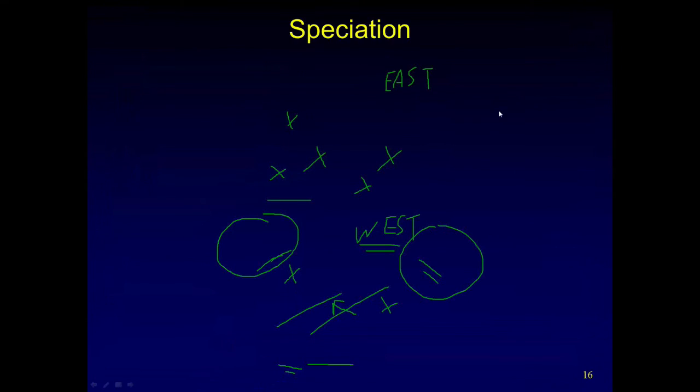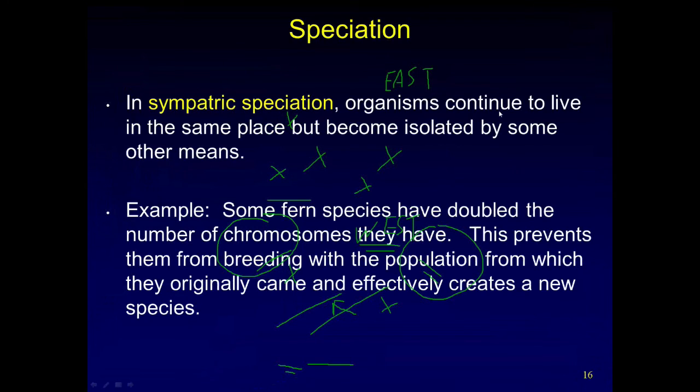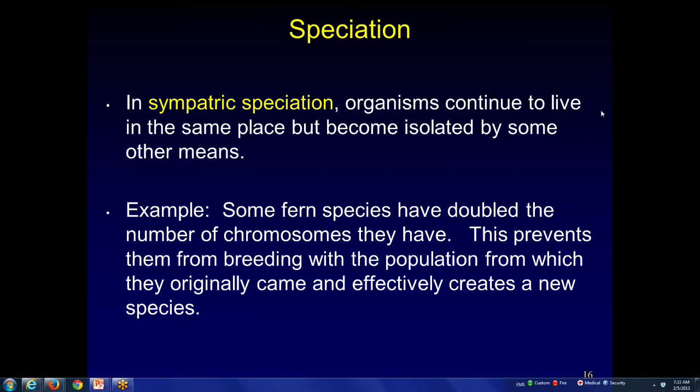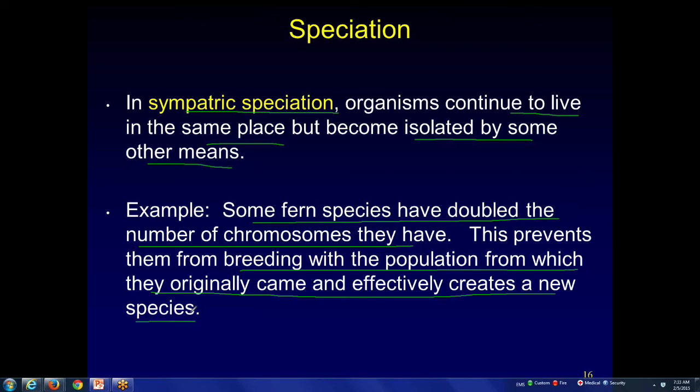All right, guys, let's go now to sympatric speciation. And this will be the last slide, and then we'll watch a brief video. Sympatric speciation is where one organism continues to live in the same place but becomes isolated by some other means. Like, for example, some fern species have doubled their numbers of chromosomes they have. This prevents them from breeding with the population from which they originally came and effectively creates a new species.